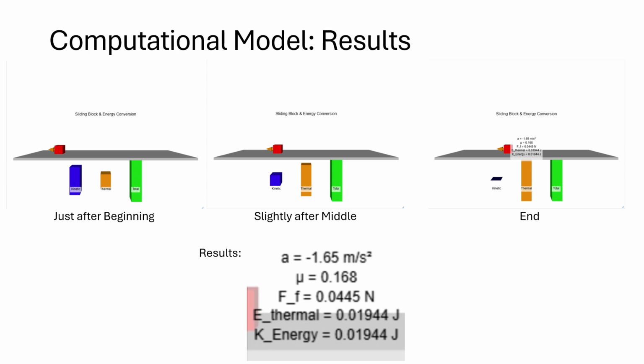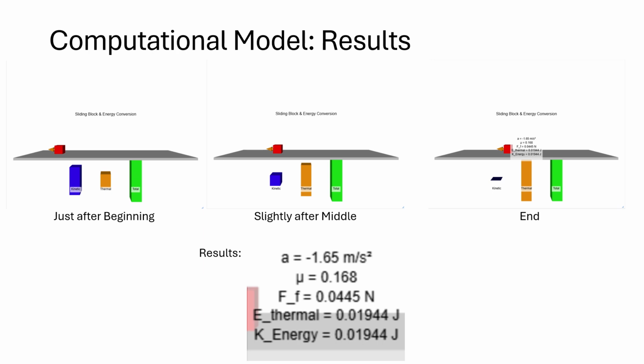And for our results, just after the beginning, the kinetic energy was much greater than the thermal energy. This is because the object had moved very little, so it still had a higher velocity. And once it gets to the end, there's going to be no kinetic energy because the velocity is 0, and all that energy will have been transferred to thermal energy. And we can see that the energy principle is satisfied because the total energy is constant throughout the model.